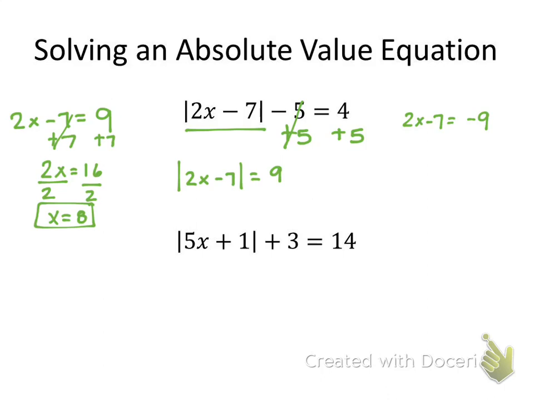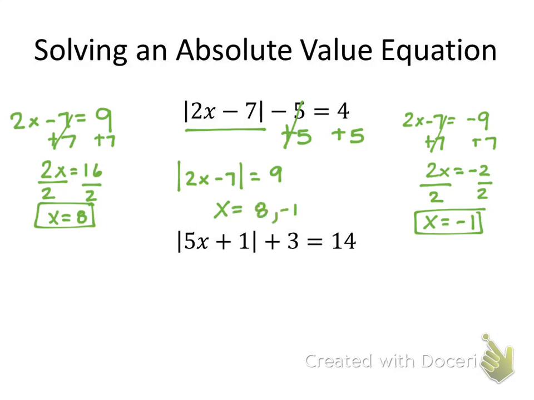So what am I going to do first, Brianna? Add 7. 2x equals negative 2. Then what do I do? Divide by 2, and x is equal to negative 1. There are my 2 answers. Now, if you want to write them differently like I did, or if you wanted to come back to the middle and say x equals 8 and negative 1, that is fine also. It really doesn't matter as long as you have both of those answers.